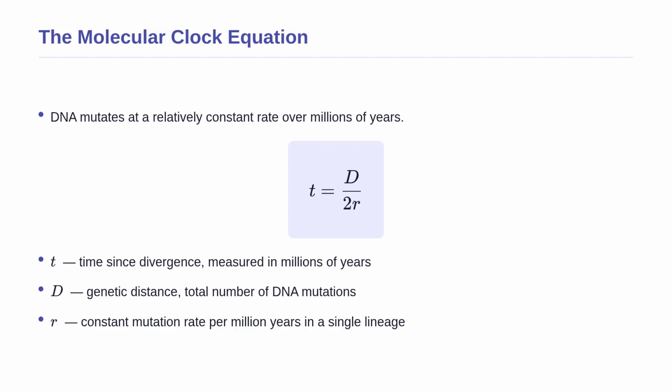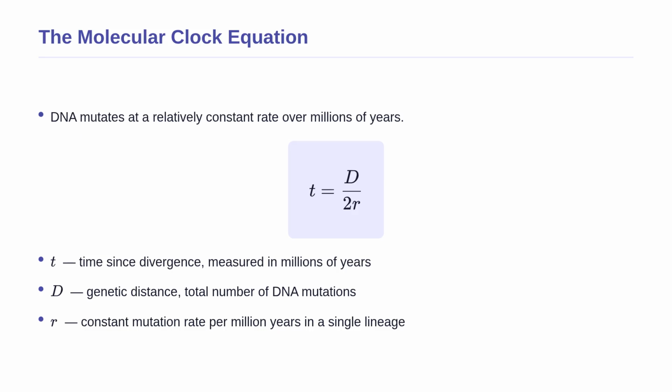To figure out exactly when these branching events occurred, scientists use a brilliant mathematical concept called the molecular clock. Conceptually, this relies on the fact that DNA mutates at a relatively constant rate over millions of years, acting like a steady ticking clock inside living cells.